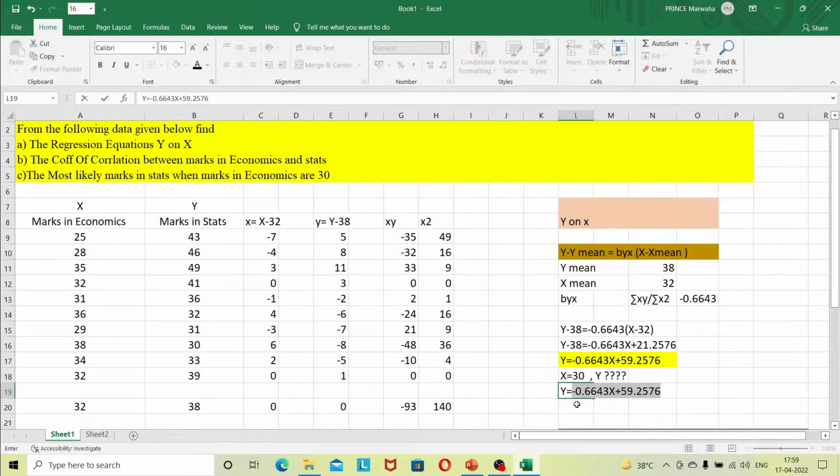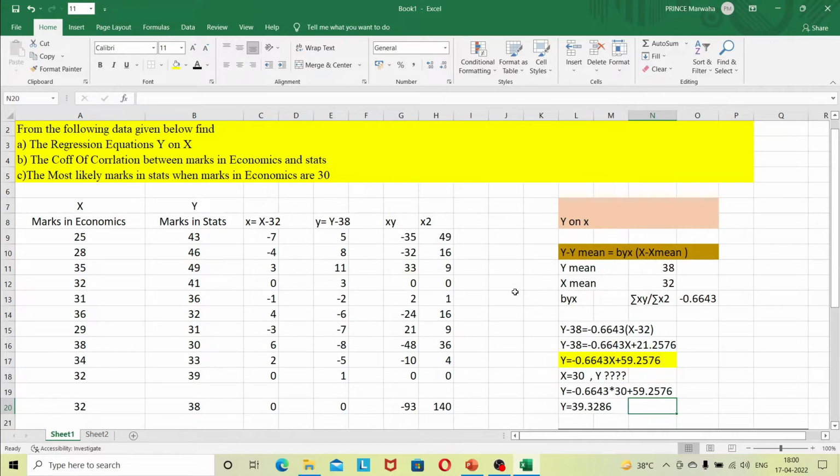That is y is equal to minus 0.6643 multiplied by 30 plus 59.2576. So y is equal to the product of minus 0.6643 into 30 plus 59.2576. We have got the value, that is 39.3286. Okay, so in this way you can predict any value of y for any value of x.